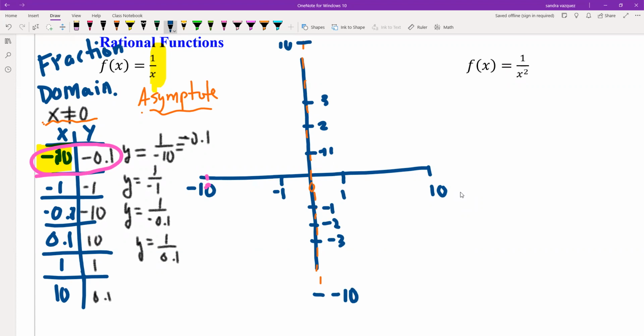Okay, so now at -1, I have a negative 1. So it's like here. And then at negative 0.1, it's negative 10. So something very small to the asymptote. It's not equal to, but it's very close to the asymptote. So then my graph goes like this. I'm going to connect them.